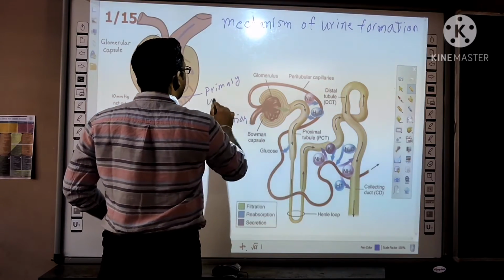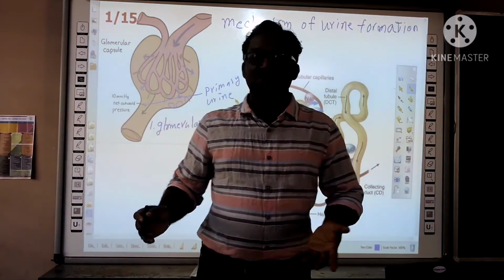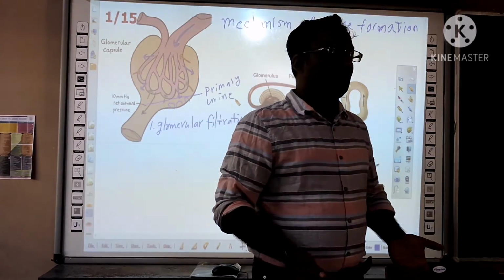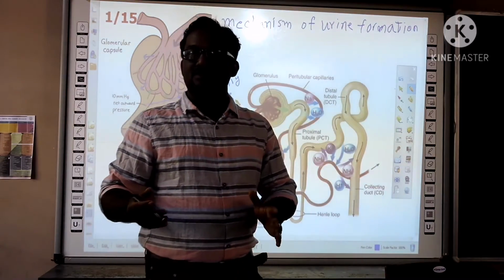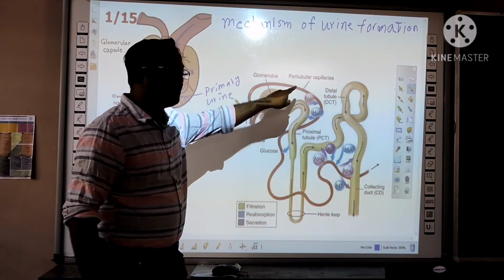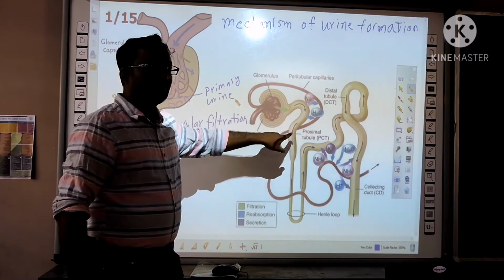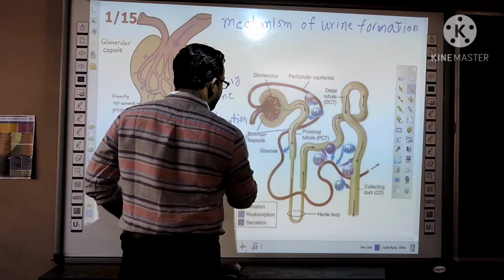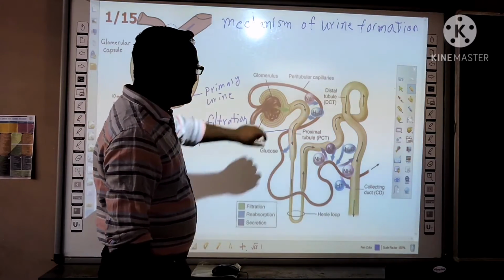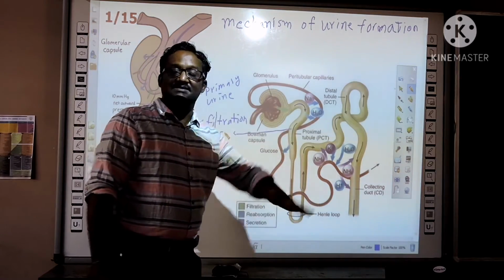So what does the primary urine consist of? Along with waste molecules, it also consists of nutrient molecules, that means useful molecules, and a lot of water also. So that is the primary urine. Now the primary urine is transferred from the Bowman's capsule to the next part of the nephron. What is the next part? PCT, proximal convoluted tubule.